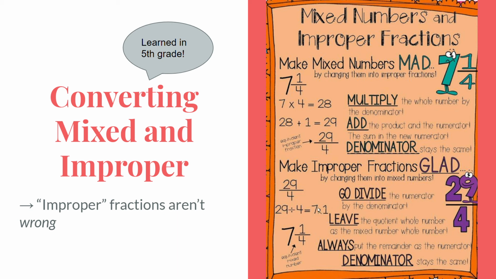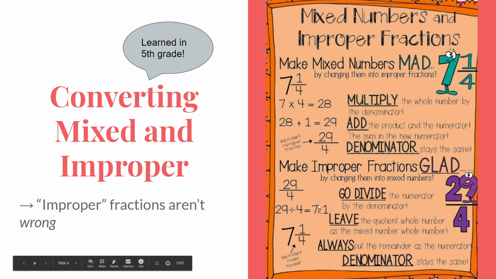29 divided by 4 is 7 with a remainder. This is the only time in 6th grade that they're allowed to use their remainders or leave their remainders. The 7 becomes your whole. The remainder becomes the numerator.